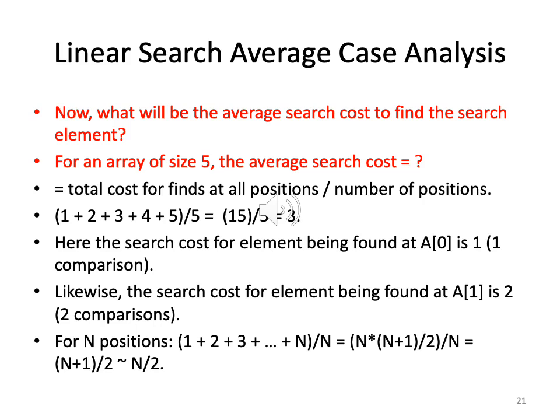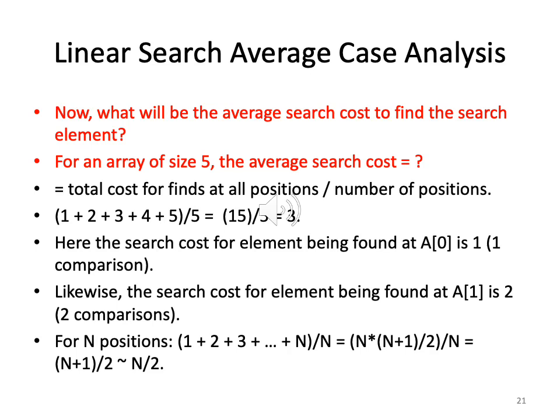So for example, if I'm starting from the left, what is the total cost for finding it at position A0? Cost is 1 because I have to do one comparison. What is the search cost for finding the element at A1? Well, it is 2. Why? Because 2 comparisons, one with A0, one with A1. For A2, search cost is 3 because 3 comparisons: with A0, then with A1, then with A2.